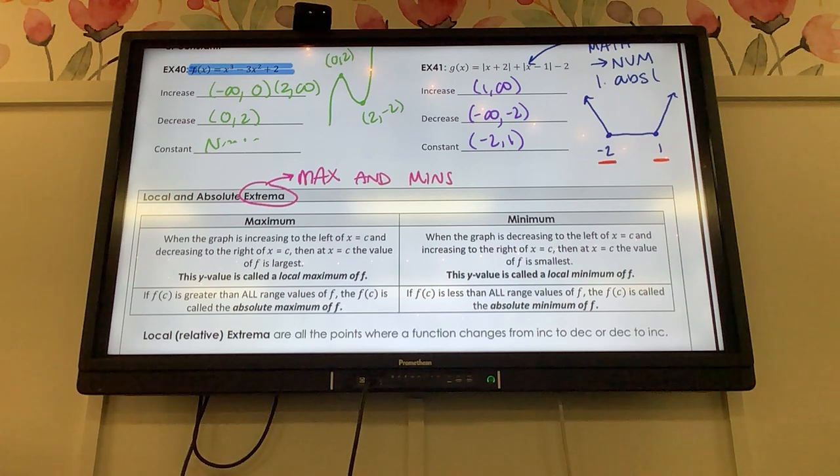We have two different kinds of maxes and mins. We have local and we have absolute. So I'll tell you the difference of both of them here in a second.